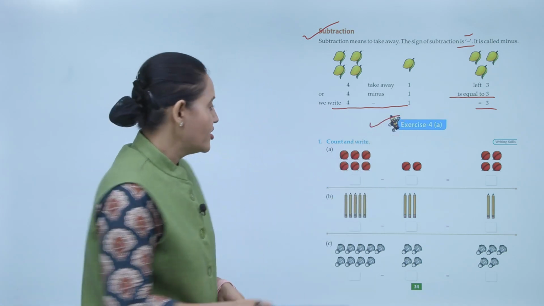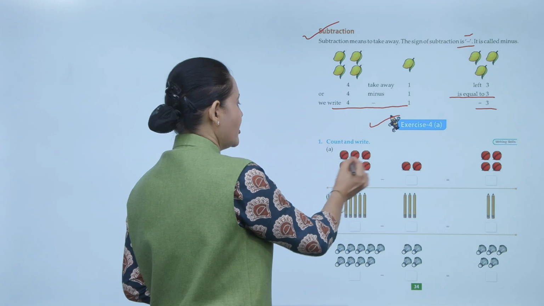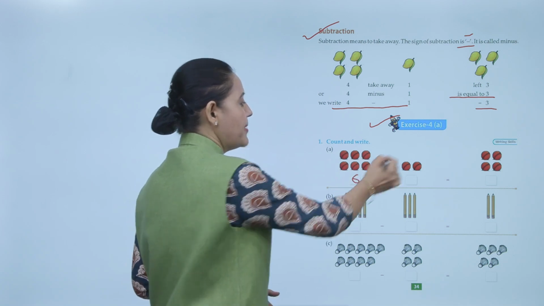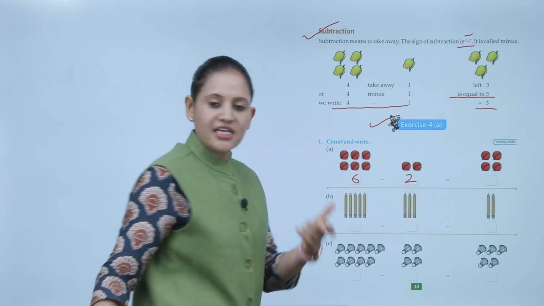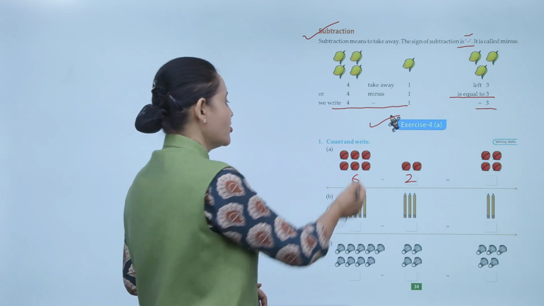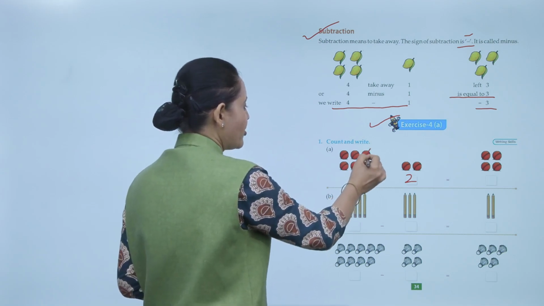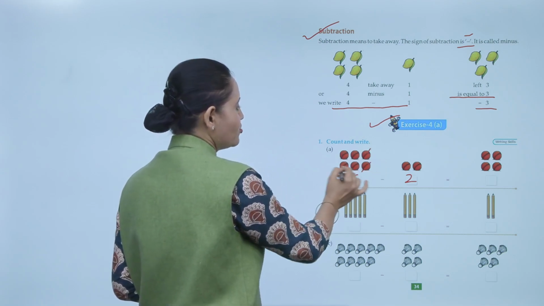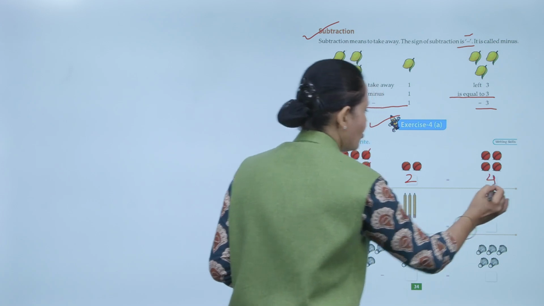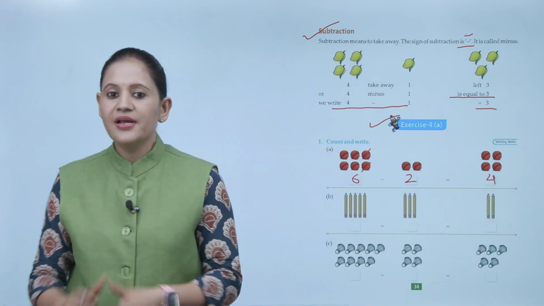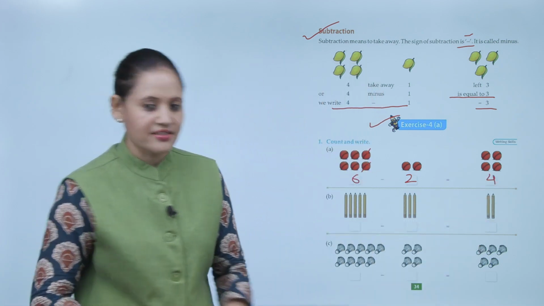Count and write. So how many balls are there? Total 6 ball minus 2. 6 में से 2 minus करना है. So 2 हम cross कर देंगे. So how many left? 1, 2, 3, 4. So that is equals to 4. Clear? Like this we'll do subtraction.